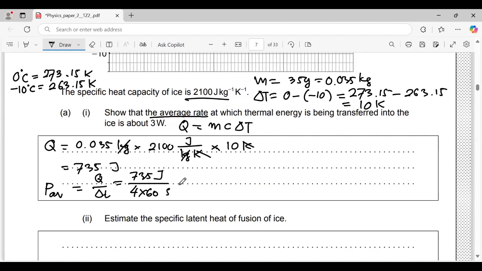60 seconds per minute. So the result is, I have calculated this, 3.0625 watts. In significant figures, 3.1 watts.